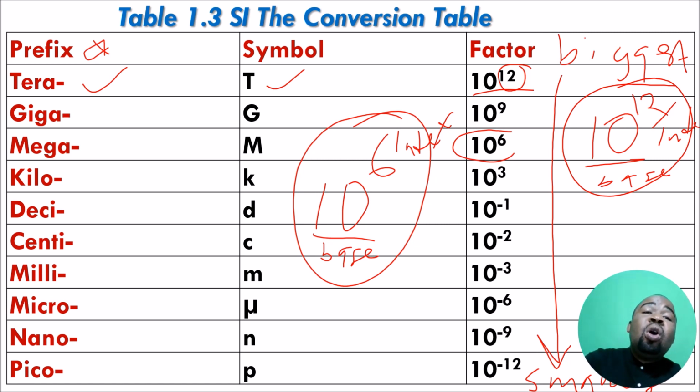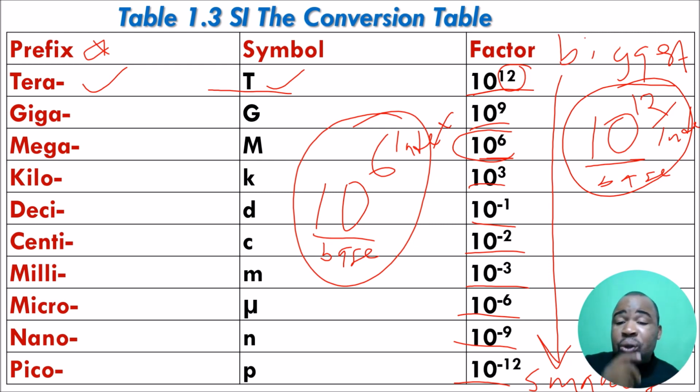Right, so you should know the symbols: tera, 10 to the power 12; giga, 10 to the power 9; mega, 10 to the power 6; kilo, 10 to the power 3; deci, 10 to the power negative 1; centi, 10 to the power negative 2; milli, 10 to the power negative 3; micro, 10 to the power negative 6; nano, 10 to the power negative 9; and pico, 10 to the power negative 12. These are the ones we're going to use in line with the requirement of our syllabus.